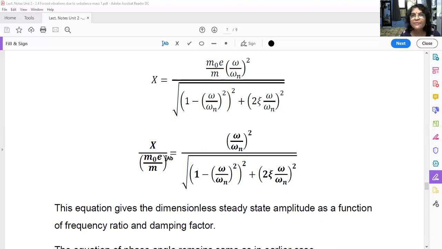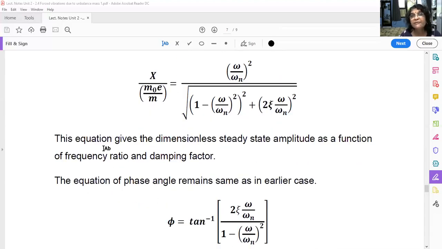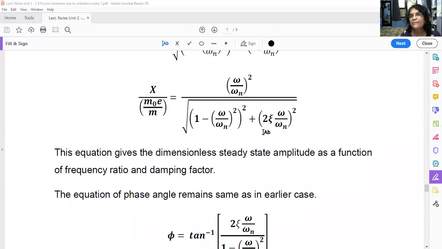Now how has this become dimensionless? See, the dimension of X is, say, mm. The dimension of M0 upon M is kg upon kg, which cancels. The dimension of E is mm. So mm upon mm, kg upon kg. So this term is dimensionless. Okay. So now this equation gives the dimensionless steady state amplitude as a function of frequency ratio and damping factor.